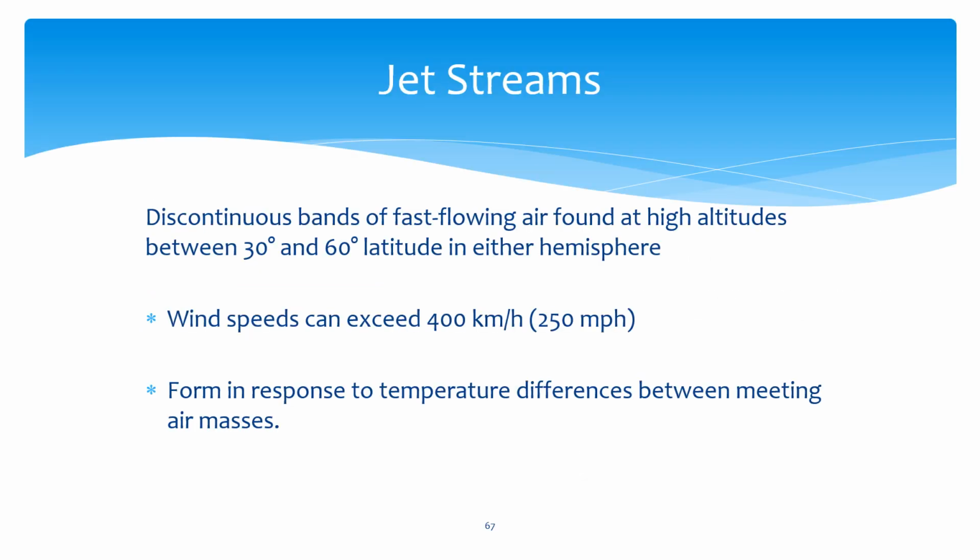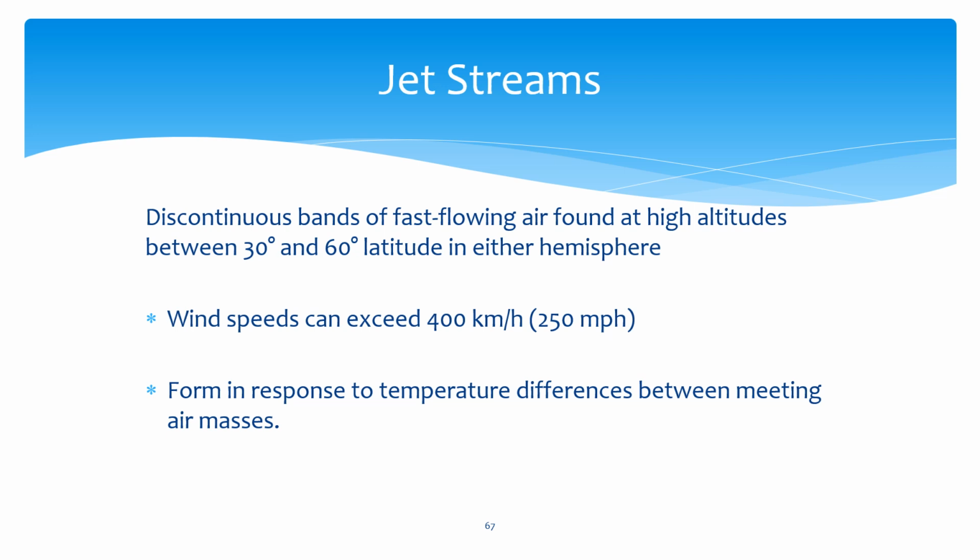You have probably heard of the jet stream. Probably heard the newscasters say it on the news at some point. Jet streams, and we have 4 of them, are prime examples of geostrophic winds. So the jet streams are these discontinuous bands of extremely fast flowing air found at upper levels of the atmosphere between 30 degrees and 60 degrees latitude in either hemisphere. So we have 2 jet streams in each hemisphere. We have polar jet streams that are closer to the poles, not surprisingly, and subtropical jet streams.